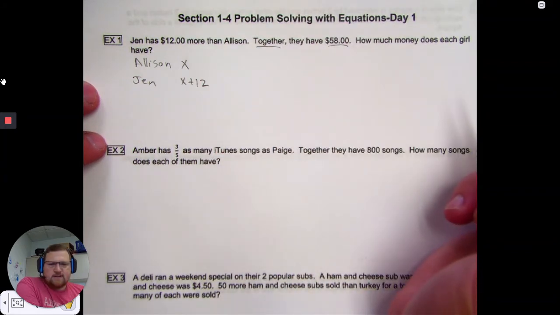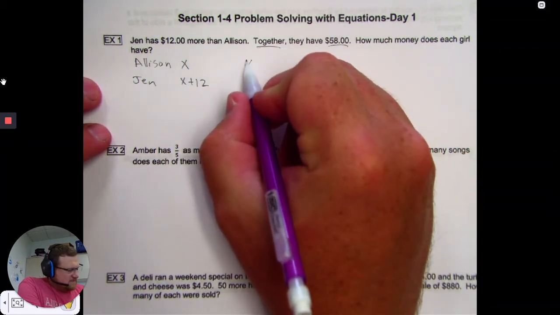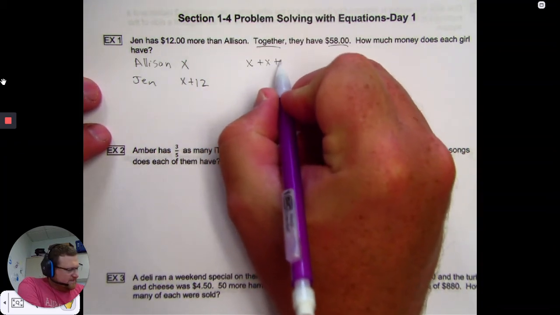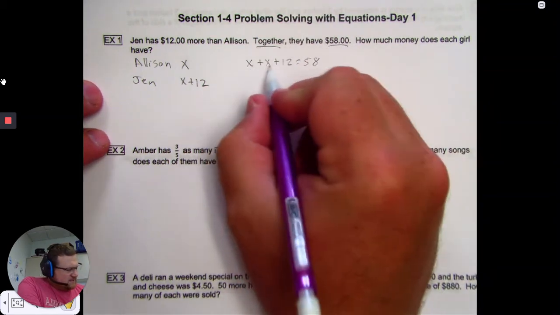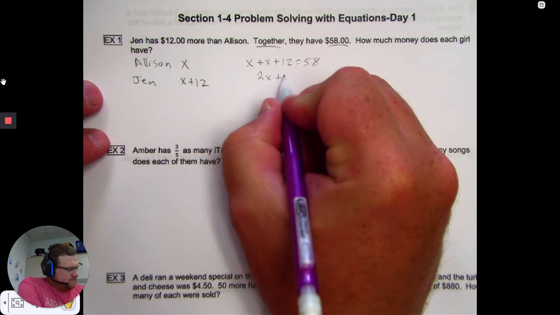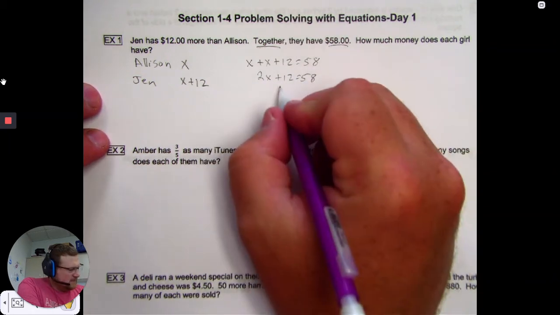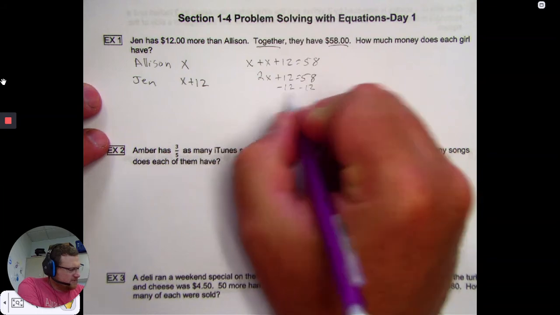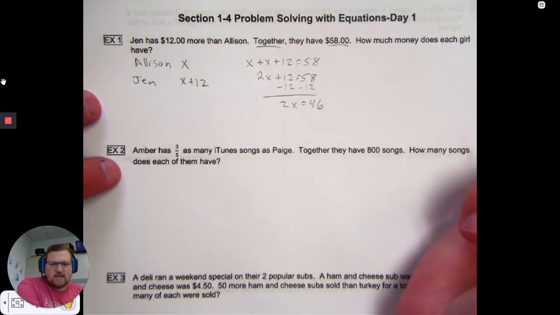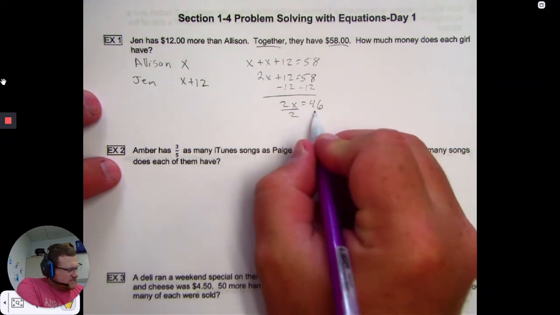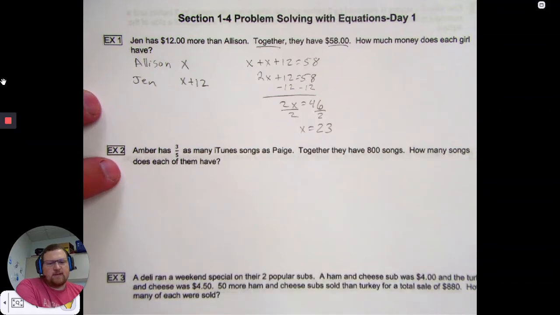So now we're trying to determine how much each girl has. That means when I add the two together, they have to equal $58. So X plus X is 2X plus 12 has to equal 58. If we subtract 12 from both sides, that gives us 2x equals 46. If we then divide both sides by 2 to solve for x, we get x equals 23.